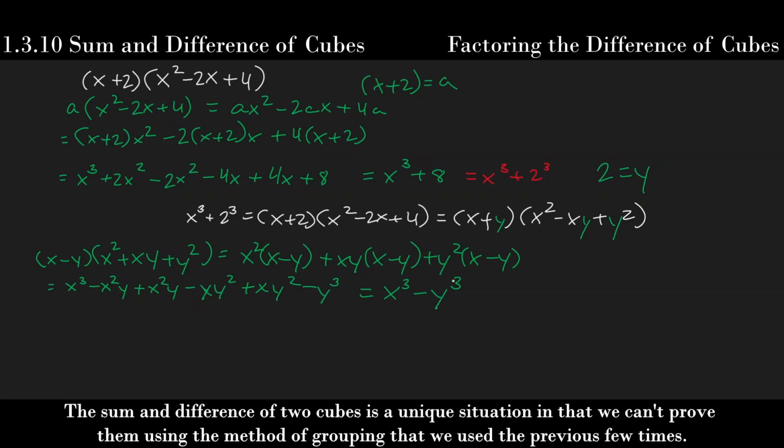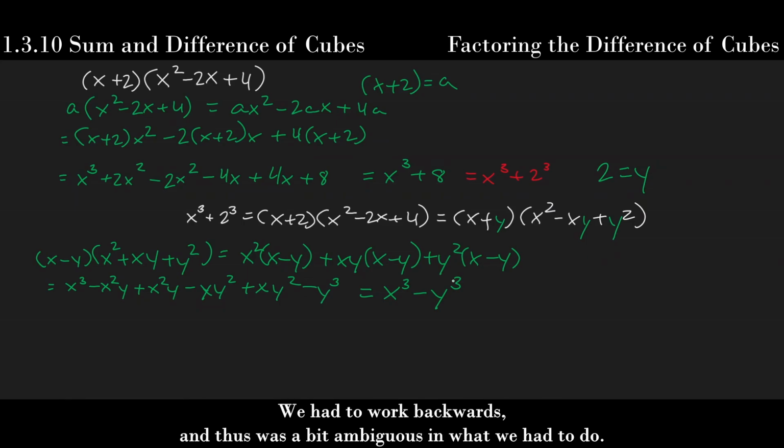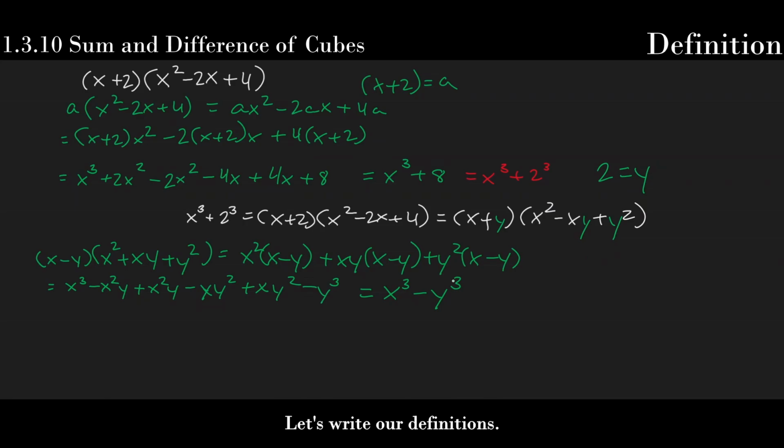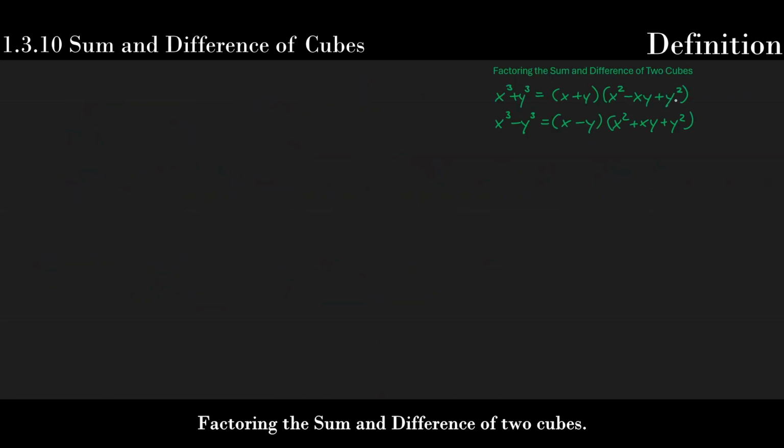The sum and difference of two cubes is a unique situation in that we can't prove them using the method of grouping that we used the previous few times. We had to work backwards, and thus it was a bit ambiguous in what we had to do. Let's write out our definitions. Factoring the sum and difference of two cubes. X cubed plus y cubed equals x plus y times x squared minus xy plus y squared. X cubed minus y cubed equals x minus y times x squared plus xy plus y squared.